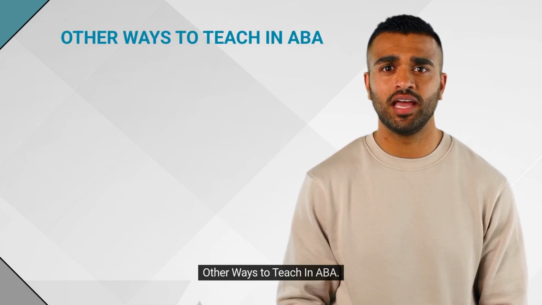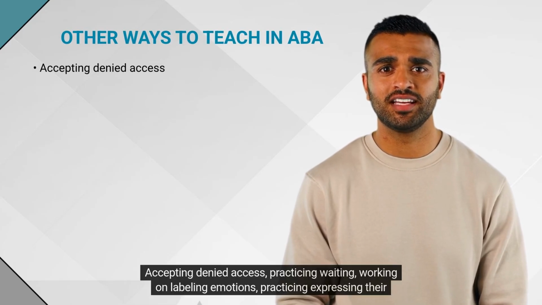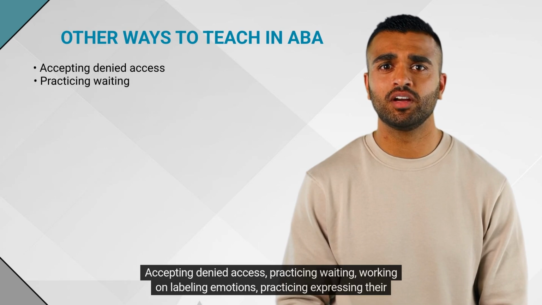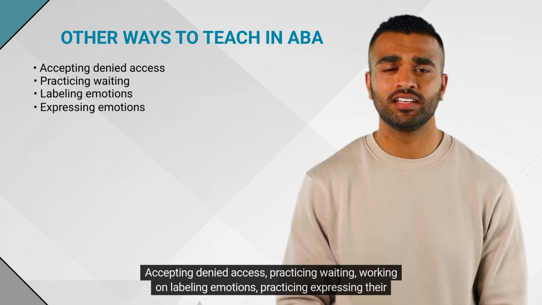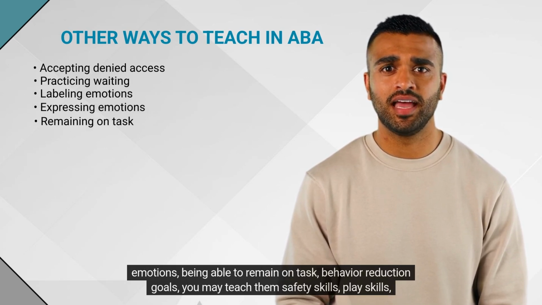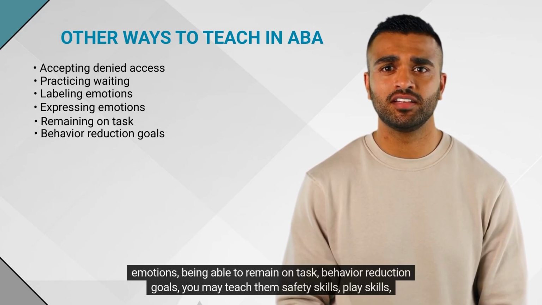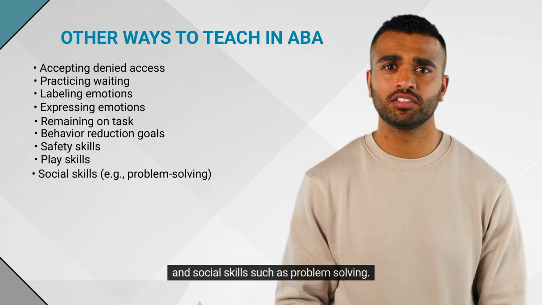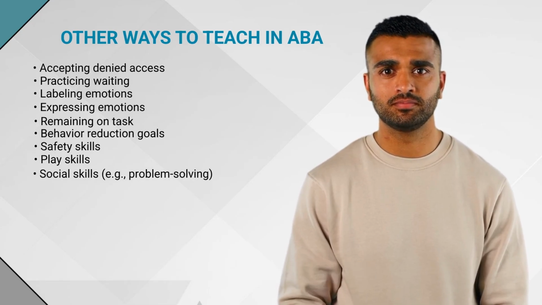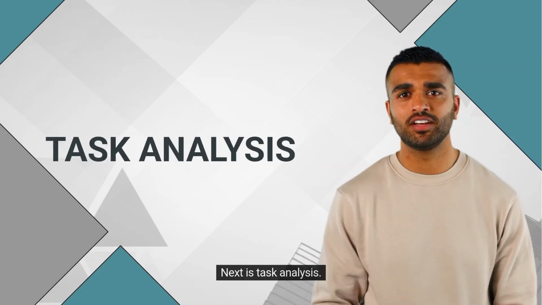Other ways to teach in ABA: accepting denied access, practicing waiting, working on labeling emotions, practicing expressing their emotions, being able to remain on task, and behavior reduction goals. You may teach them safety skills, play skills, and social skills such as problem solving. Next is task analysis.